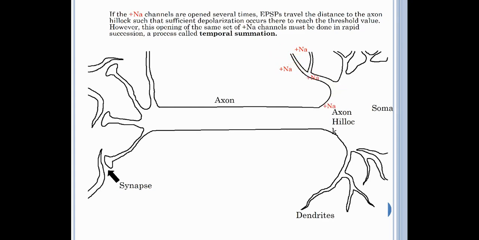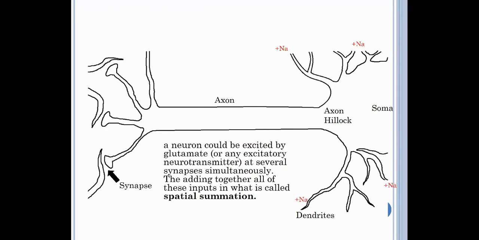However, this opening of the same set of sodium channels must be done in rapid succession. This is a process that we call temporal summation. A neuron could be excited by glutamate or any other excitatory neurotransmitter at several different synaptic connections. The adding together of all of these inputs across the entire space of the neuron is called spatial summation.